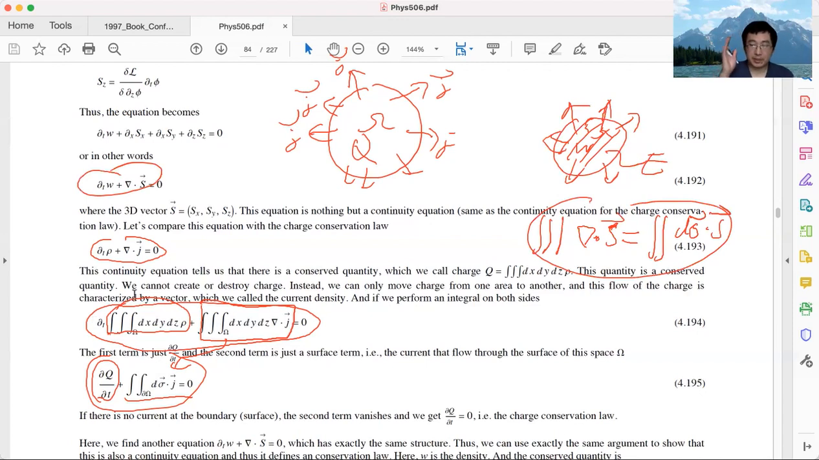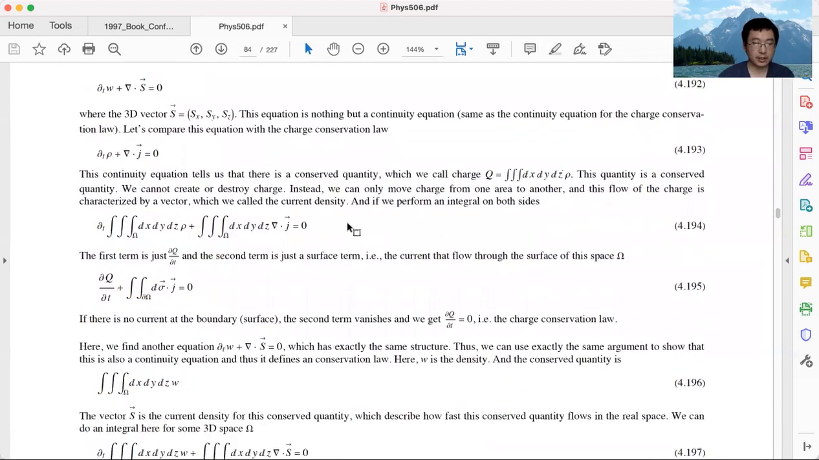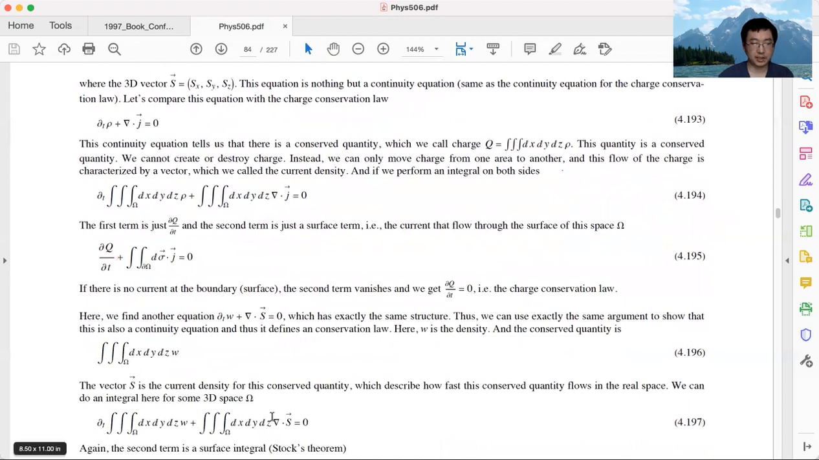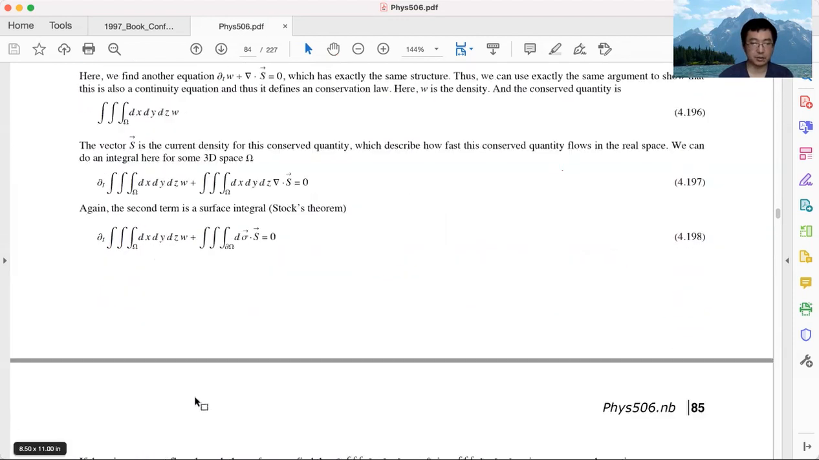Let me summarize. If we look at translational symmetry in time, the equation we find becomes this, and that is a continuity equation. It defines the energy density and the energy current density. That's the most important thing from the translational symmetry. So the energy density and energy current density follow exactly the same story.